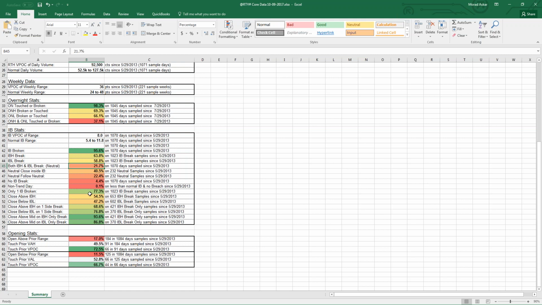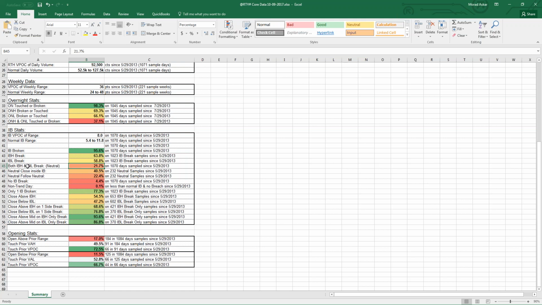21.7% of the time. When the initial balance high is broken and the low is broken, that's called a neutral day type. What is the edge in knowing that 21.7%? Can anybody guess? Anyone?